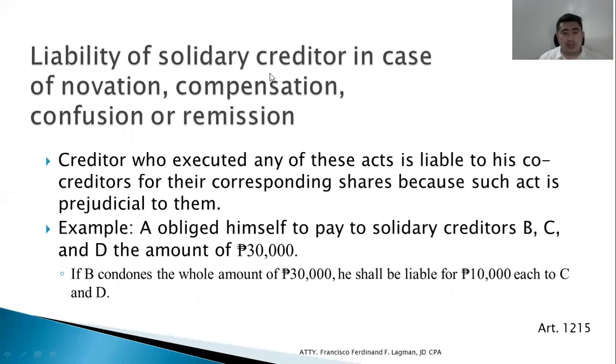The creditor who executed any of these acts is liable to his co-creditors for their corresponding shares because such act is prejudicial to them. Example, A obliged himself to pay to solidary creditors B, C, and D the amount of 30,000 pesos. If B condones the whole amount of 30,000 pesos, he shall be obliged to pay 10,000 each to C and D. So I hope you get this class, no? Kung bakit 10,000 each si C at saka si D. Kasi divided by 3. No? B, C, and D, ilan sila? Tatlo. So divided by 3 is 10,000. So dapat may 10,000 pesos each sila.